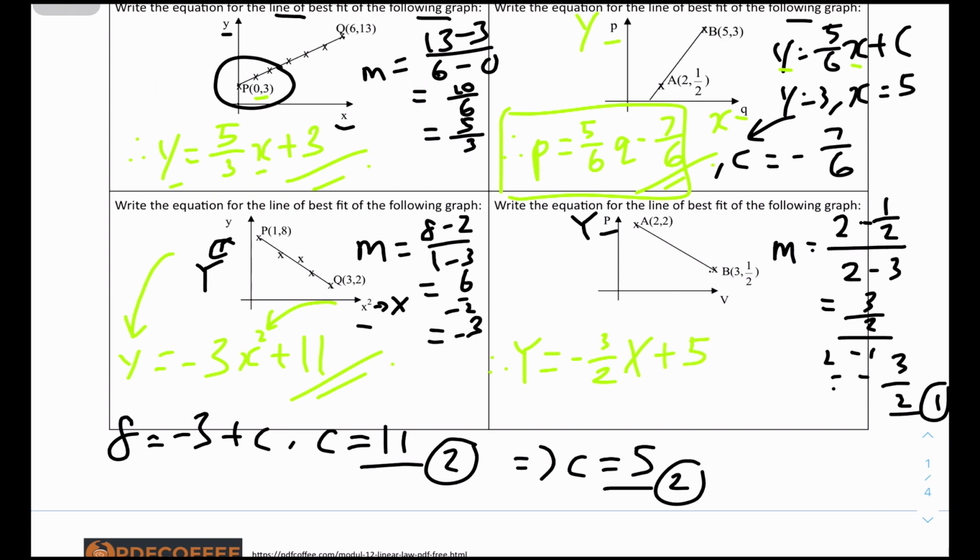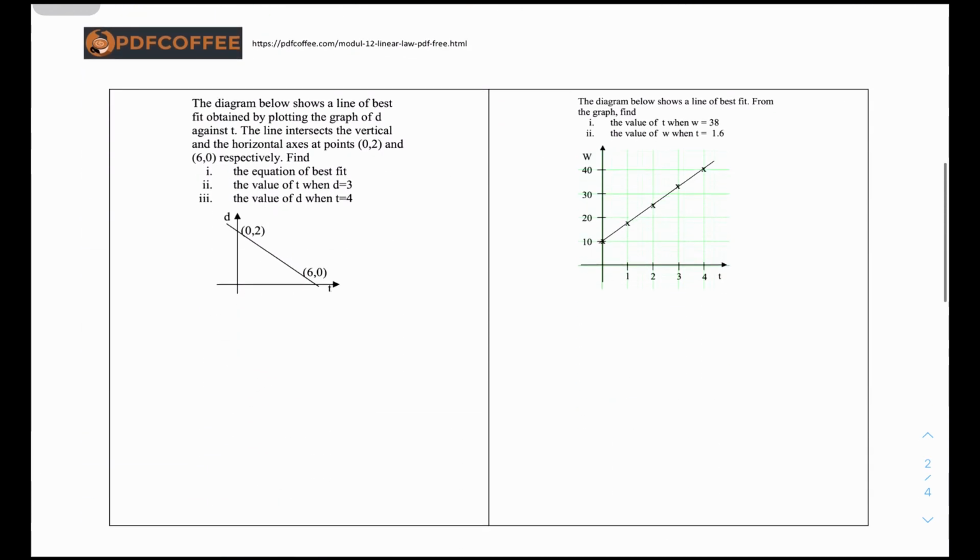And let's just substitute the values for big Y and big X. So big Y is basically big P, just P. So it will be P equals minus 3 over 2 big X. Big X is V. So let's just substitute V, plus 5. And then we have some more questions right here.